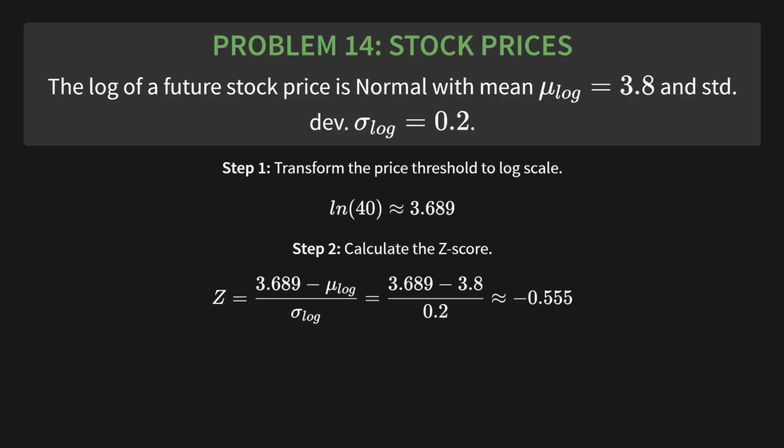This gives us a z-score of about negative 0.555. Finally, step 3. We just need to find the probability that z is less than negative 0.555 from a standard z-table. And the result is 28.9%.